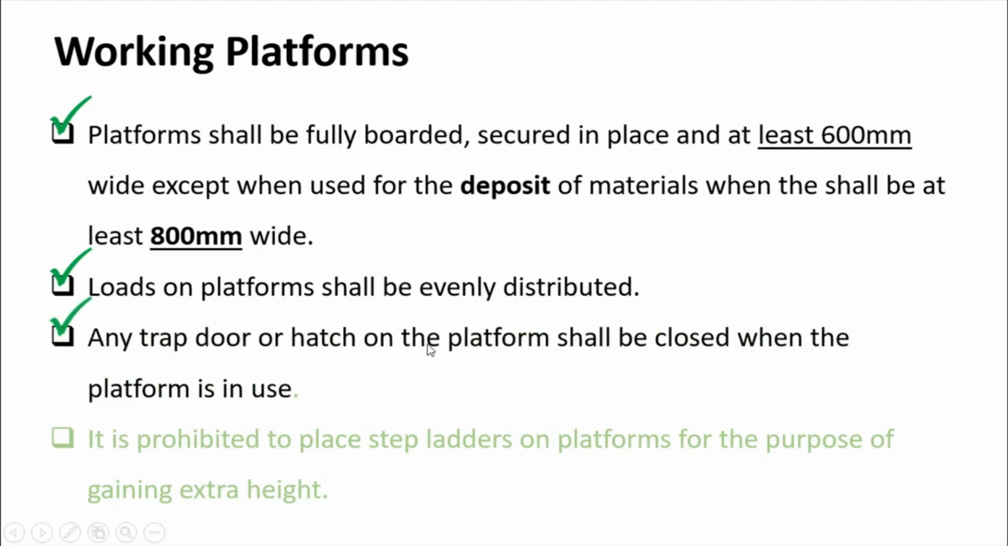Any trapdoors or hatch on the platform shall be closed when the platform is in use. So if you have a trapdoor on the platform, to prevent people accidentally falling through the hole, you need to make sure that it is closed, because when the person is concentrating on the job, they may neglect this opening and they will fall through it.